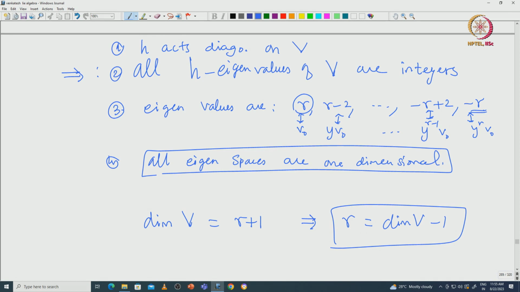Okay, I will stop here. So, we will use this information to completely classify finite dimensional irreducible representations. Okay. So, I will continue that in the next lecture. Thanks.